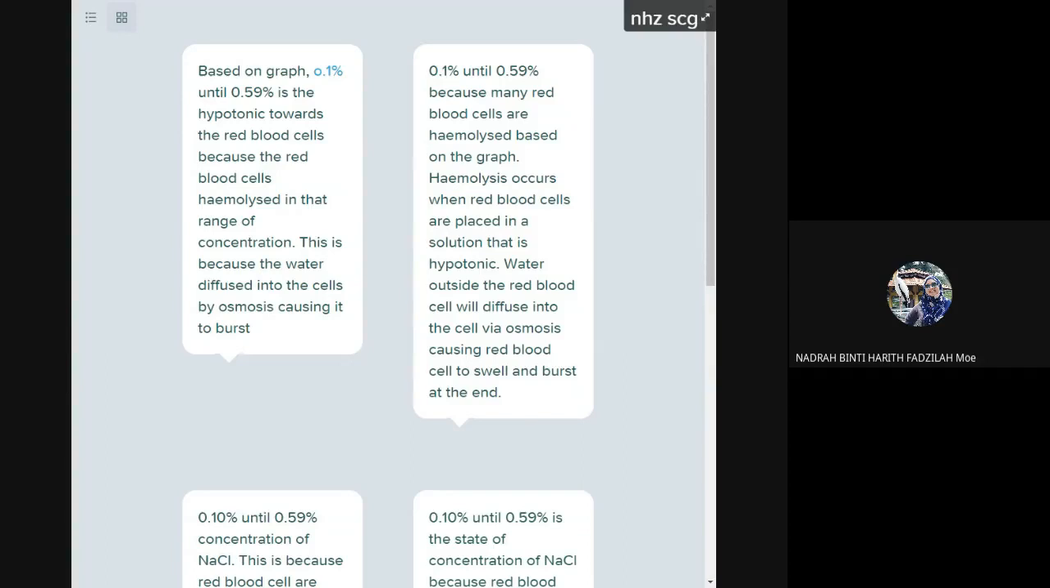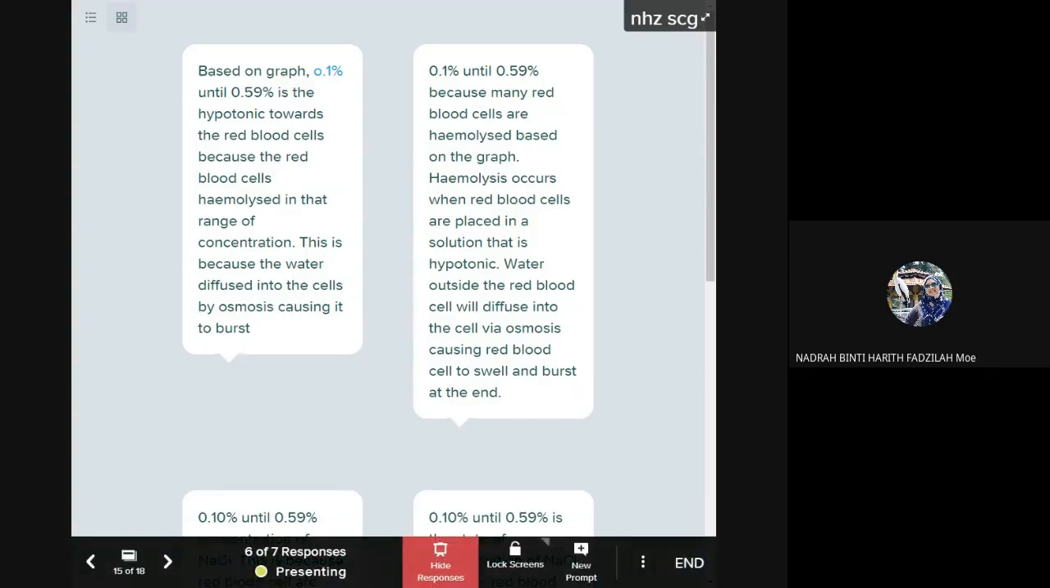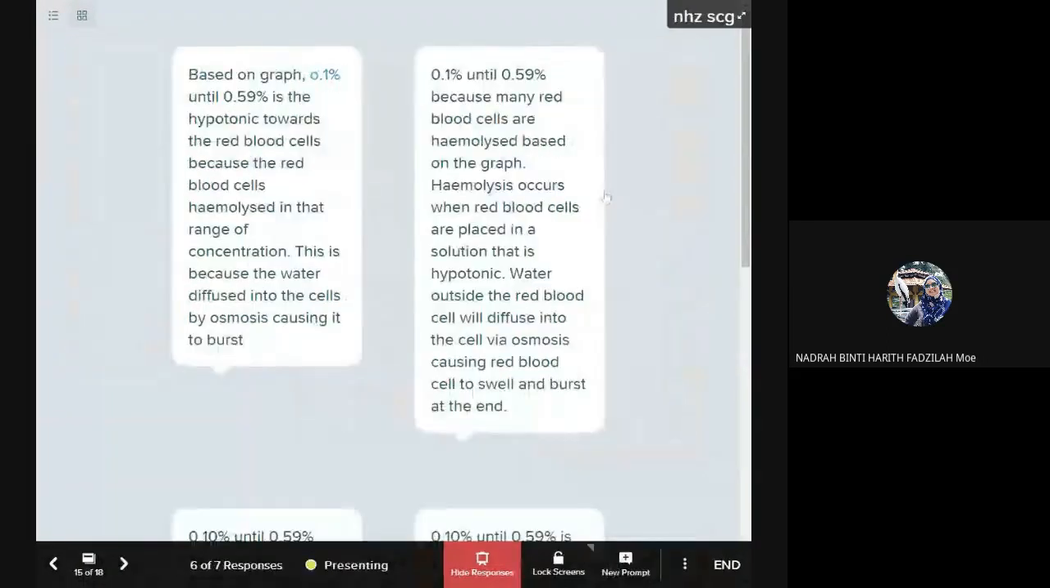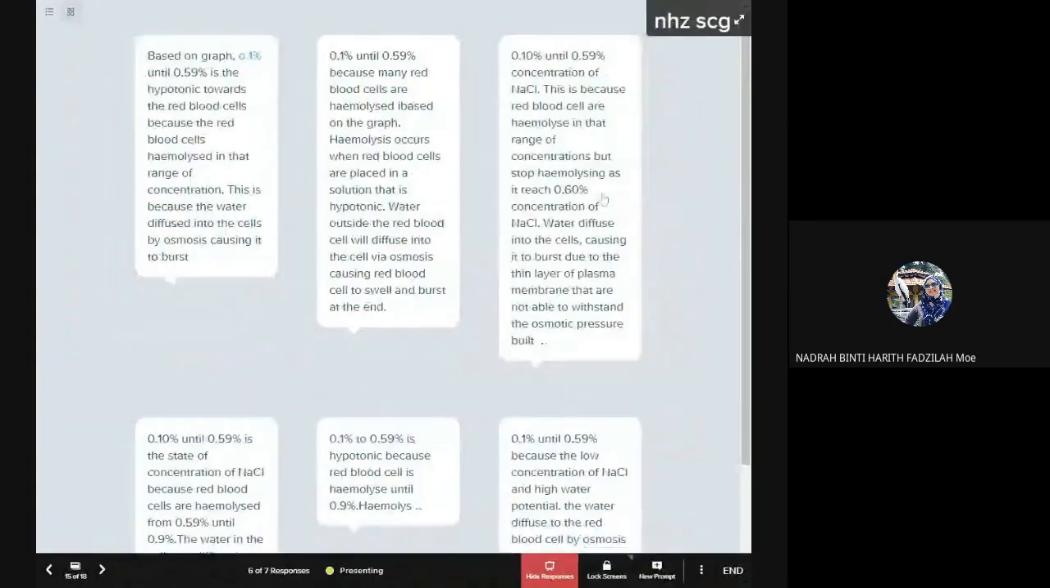And then point number 3, explain further what is hemolysis. Explain further, apakah dia hemolysis tu? Terangkan sikit proses hemolysis tu, water diffuse in ke, diffuse out ke, macam mana? Movement of water dia macam mana? Okay?